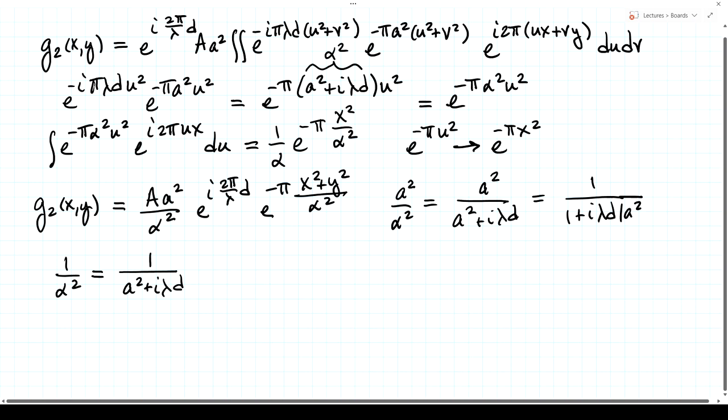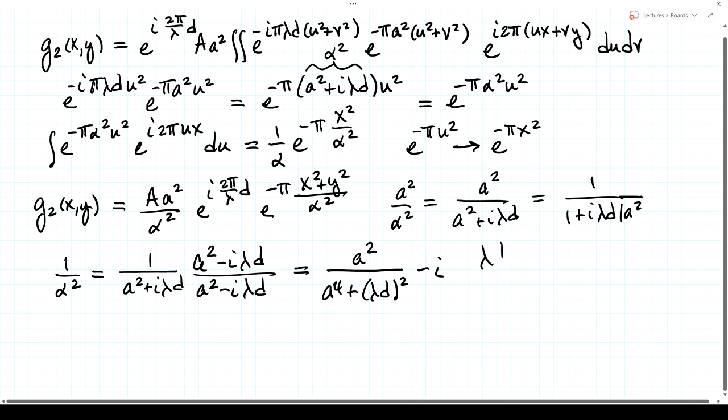And now in this case, let's actually break this up into real and imaginary parts by multiplying top and bottom by the conjugate of the denominator. So we'll get a squared minus i lambda d over a squared minus i lambda d. For the denominator, it's just a complex number times its conjugate, so it's the square of the real part plus the square of the imaginary part, so that'll be a to the fourth plus lambda d squared. For the real part, we'll have the a squared up top, and then for the imaginary part, we'll have minus i lambda d over this same denominator, a to the fourth plus lambda d squared.